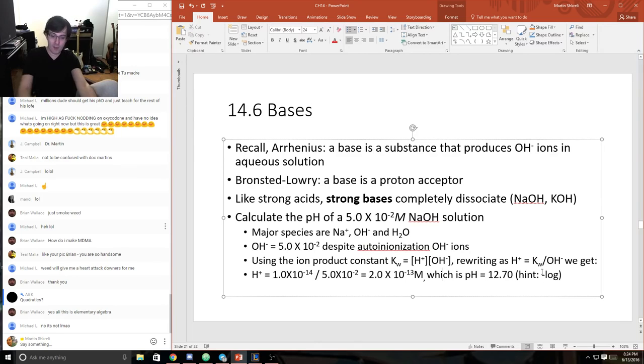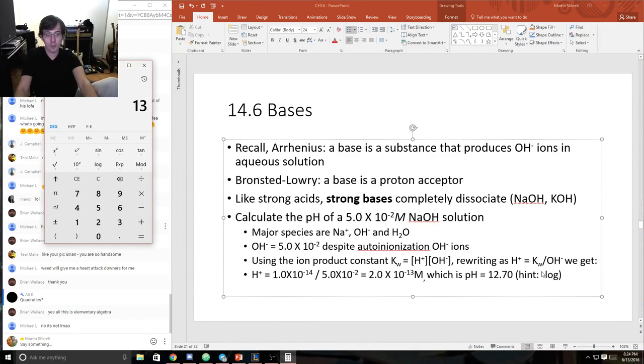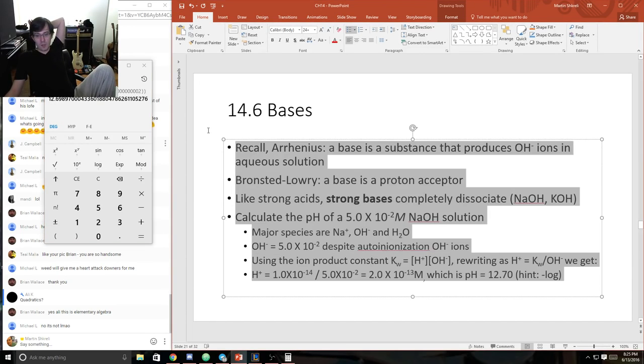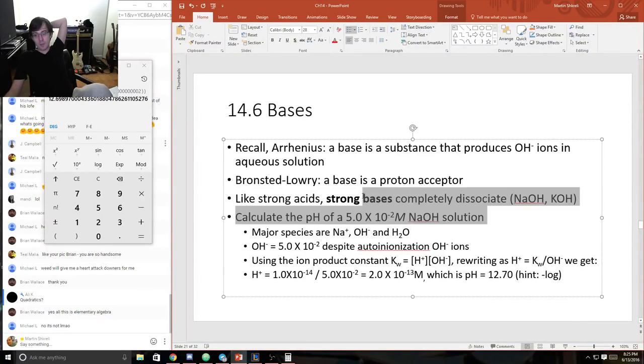And if we do the pH of that, just take out our calculator, do negative log of 2.0 times 10 to the negative 13th, and we get 12.7. pH is 12.7, so this is a very basic solution. And that makes sense because it's a base. It's extremely basic, it's almost as basic as it gets. The only more basic solution would be if it was 1 molar sodium hydroxide. And then of course 10 molar and so forth.